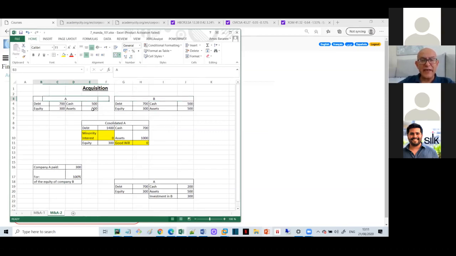Because company A now has full control, 100% of the equity of company B, that's considered a substantial influence. As a comment, substantial influence is when company A acquires more than 50% of another company. The other company is considered a subsidiary, and that's considered a substantial influence.